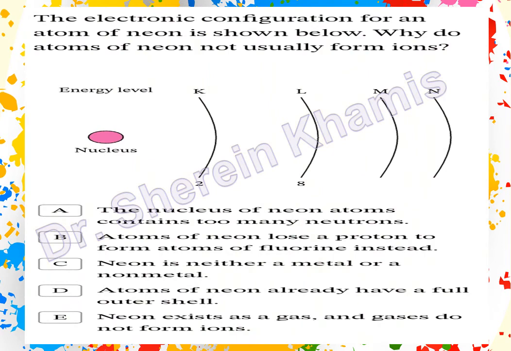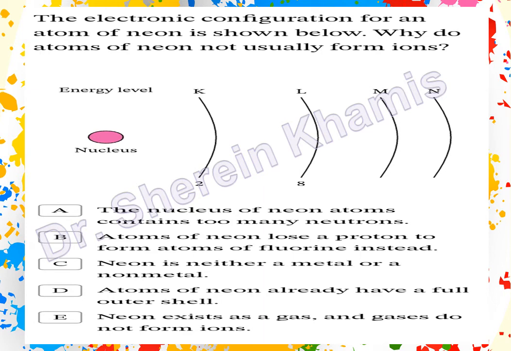What is the question of number 8? The electronic configuration for an atom of neon is shown below. Why do atoms of neon not usually form ions? Neon is an inert gas, an inactive element, or a noble gas. What do we say about noble gases? We said that they are inactive or behave like a stable atom that does not lose, gain, or even share in chemical reactions. So it is stable.